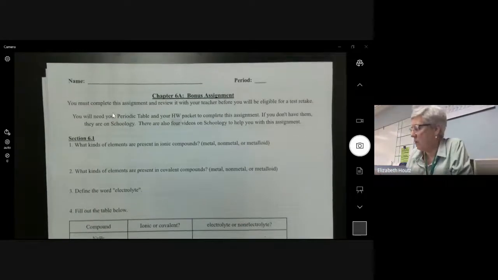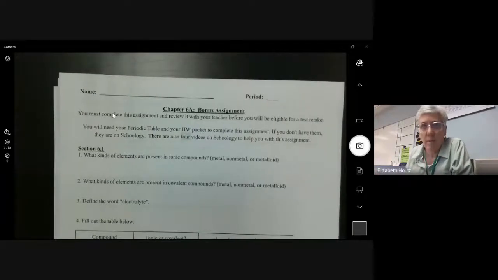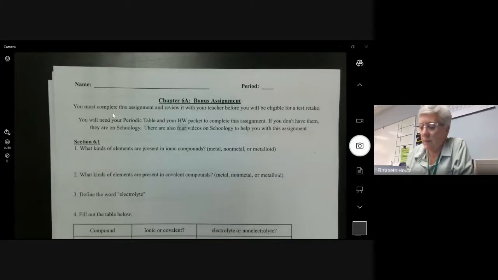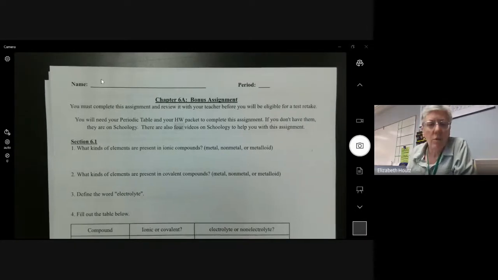All right, this is your Chapter 6A bonus assignment. You need to do this to try to review for the Chapter 6A test. And this is your key. So please do this and show it to me before you do a retake. Okay, so some of this is review from prior units.